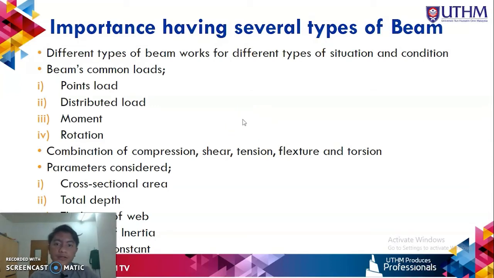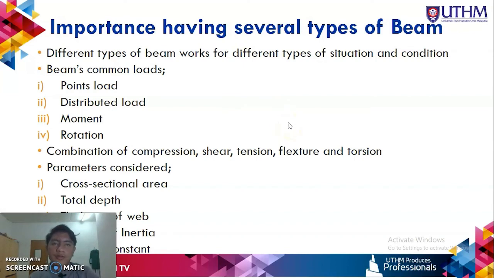As we know, different types of beam work for different types of situations and conditions. There are a few common loads that can be subjected onto a beam, which include point load, distributed load, moment, and also rotation. Sometimes there are beams that are subjected to a combination of compression, shear, tension, friction, and torsion. So as an engineer, we need to do calculation, analysis, and also calculate the safety factor so that the structure that we use, in our case the beam, is safe and functional for the structure.